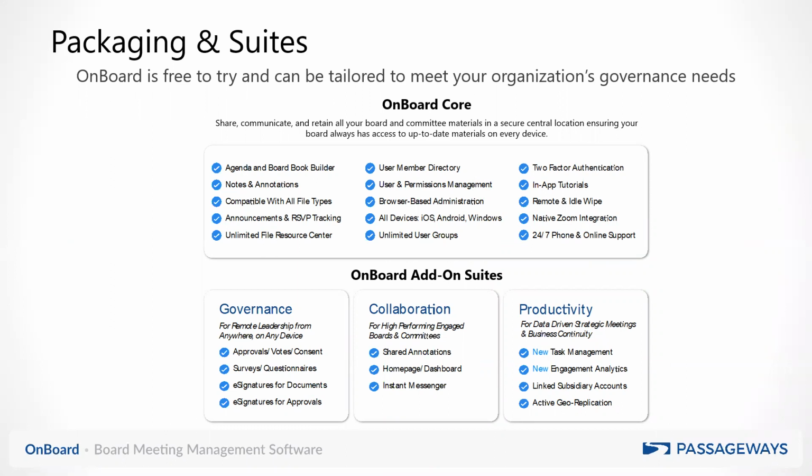reviews. And OnBoard is a modular solution, and what that means is you can buy the core functionality, which will enable you to create a book and send invitations out, set roles and permissions. And then we have suites that extend the capabilities of our solution. So we have our Collaborate suite, which allows the board to communicate with one another via our secured in-app messaging, as well as sharing annotations.